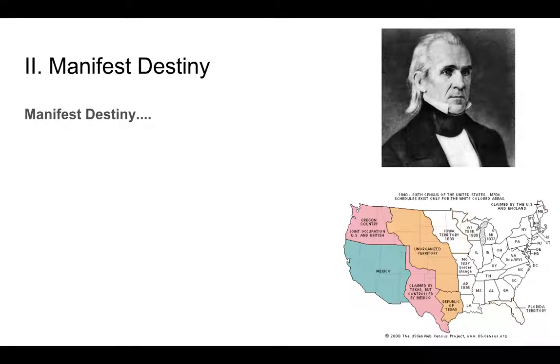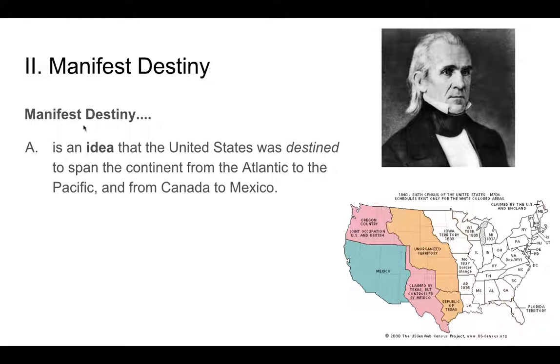So Manifest Destiny, this is the starter to all the notes. It will start each one. You can maybe use the acronym MD as a shorthand. So Manifest Destiny is an idea that the United States was destined to span the continent from the Atlantic, over here, to the Pacific, over here, and from Canada, up here, to Mexico, down here.